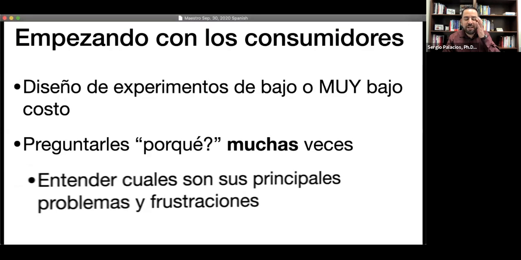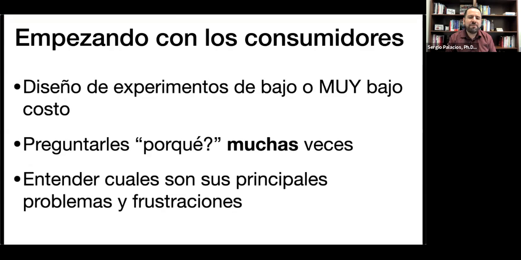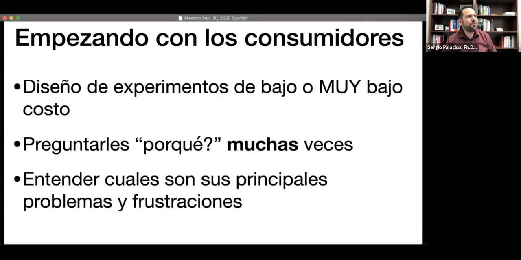¿Cuáles son sus principales problemas y frustraciones? No en general en la vida, pero más que nada en lo que se refiere a comer productos. A lo mejor dicen, sí, me encanta la dieta keto, entonces a lo mejor ese producto no va a tener carbohidratos. No sé, entender cuáles son sus frustraciones.